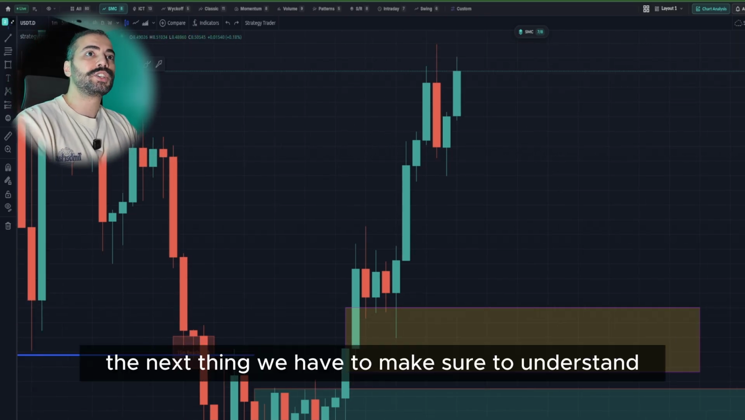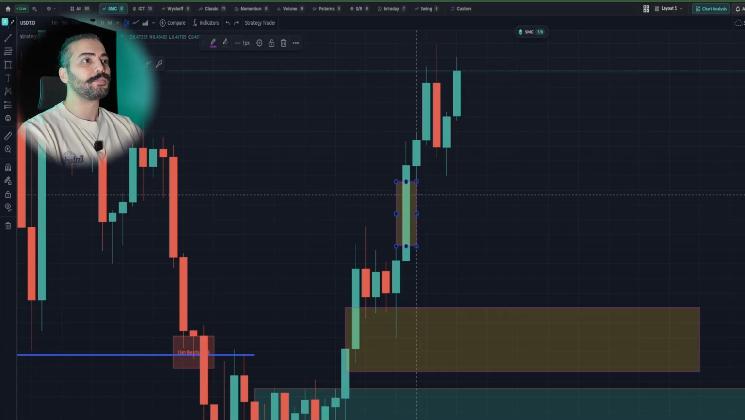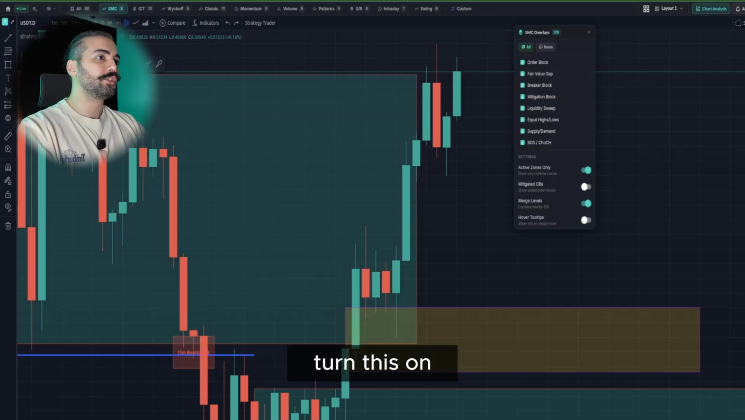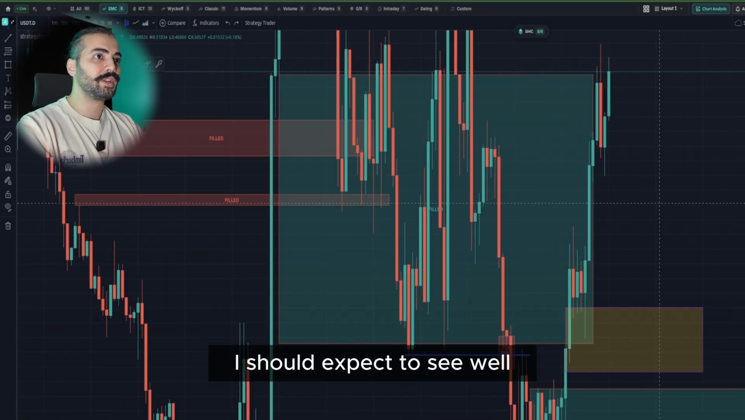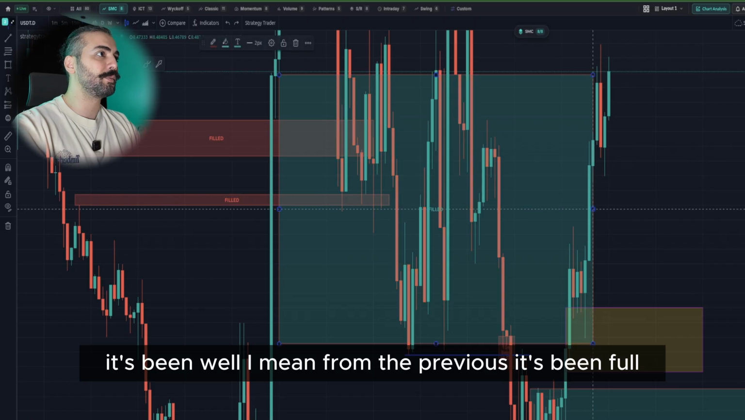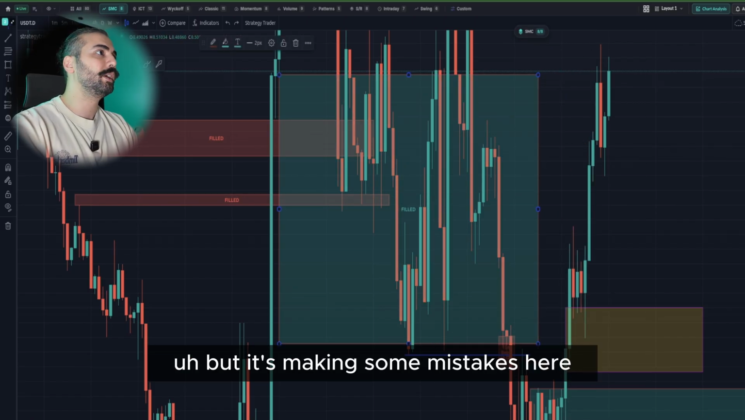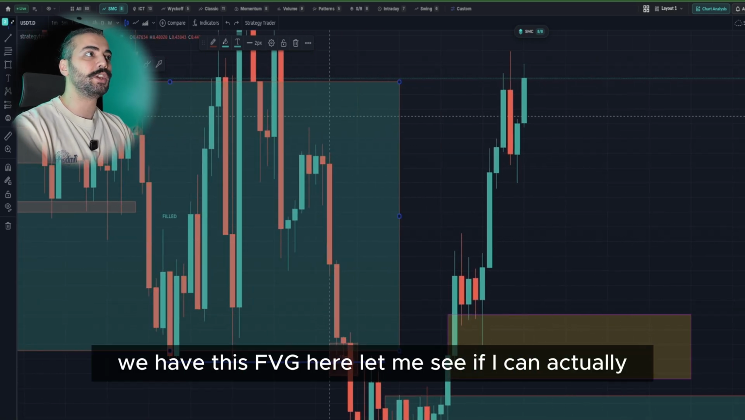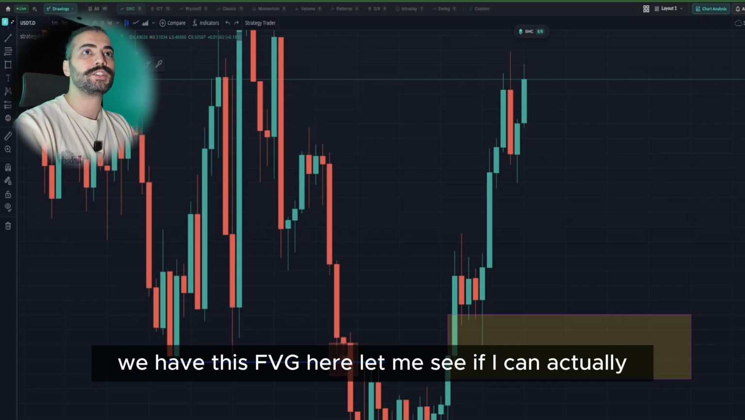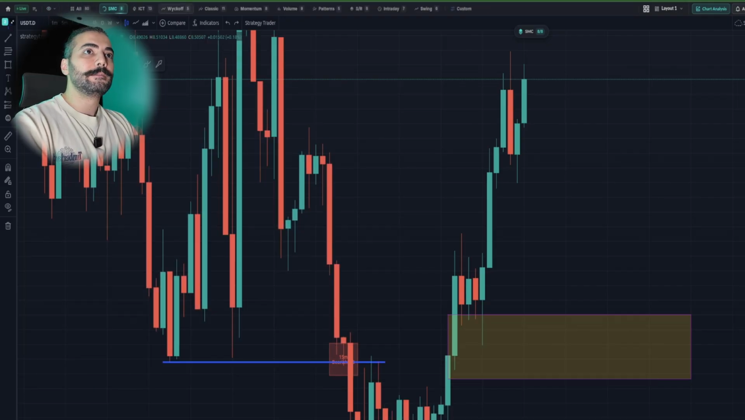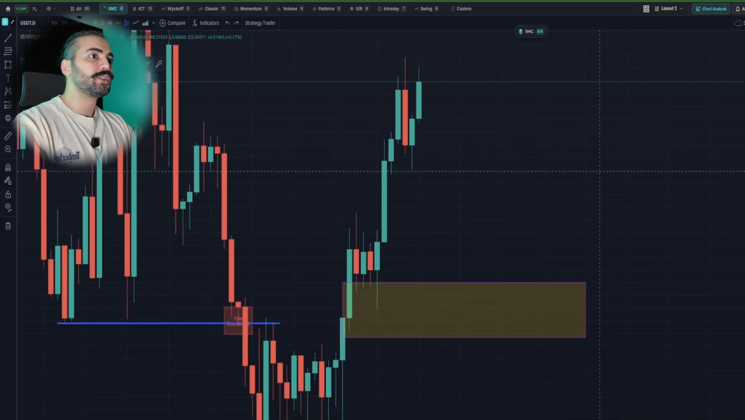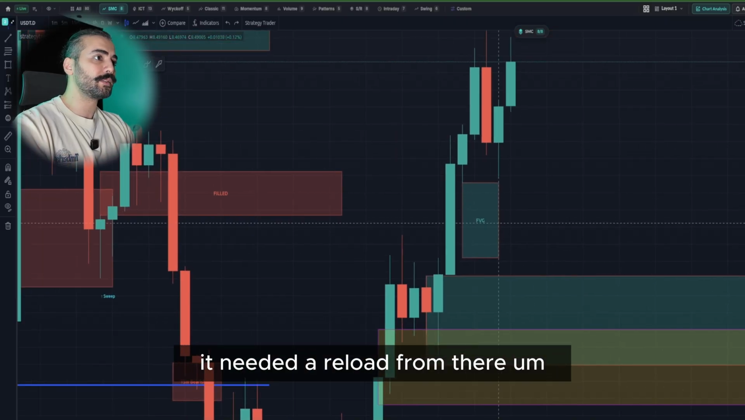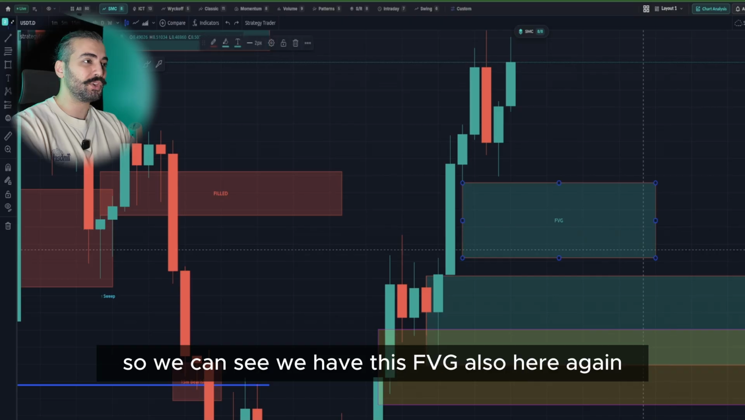The next thing we have to make sure we understand is the FVG that we have here, okay? Even if I turn this on, I should expect to see, well, from the previous, it's been full, but it's making some mistakes here. Doesn't matter. We know that we have this FVG here. Let me see if I can reload this. So we can see the chart needed a reload, and we can see this FVG also here.